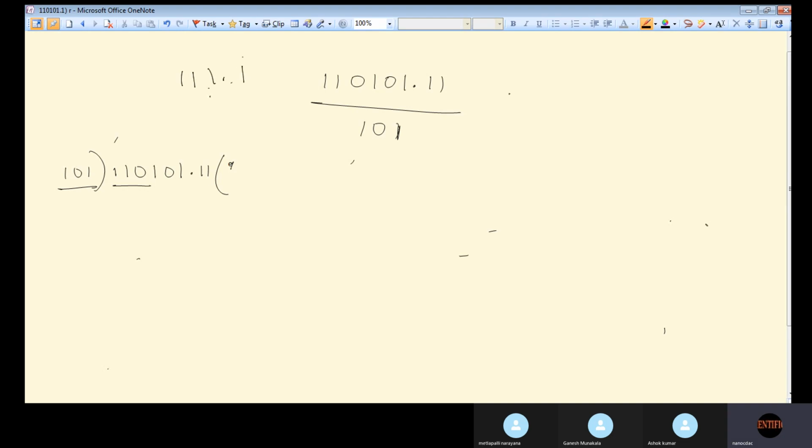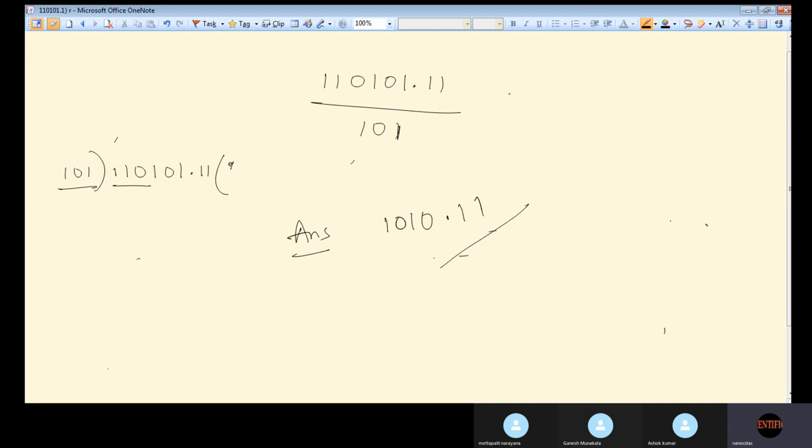Ashok has been good. So the answer, this is the result. It is 111 point... sorry, no, it is not. So the result is 110.11. So the answer is 1010.11, you should get. Check your answer. You can try in your leisure time. And we will go to two's complement.